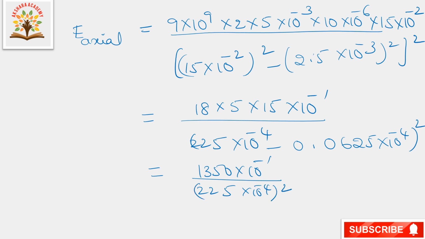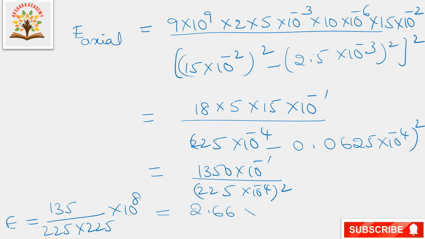So E is equals to, finally we are getting 135 by 225 into 225 into 10 to the power of 8. So this is equals to 2.66 into 10 to the power of minus 3 into 10 to the power of 8. So therefore finally electric field E is equals to 2.66 into 10 to the power of 5 Newton per coulomb or coulomb inverse. Okay, this is the final answer. Okay, next we will go to the next question.